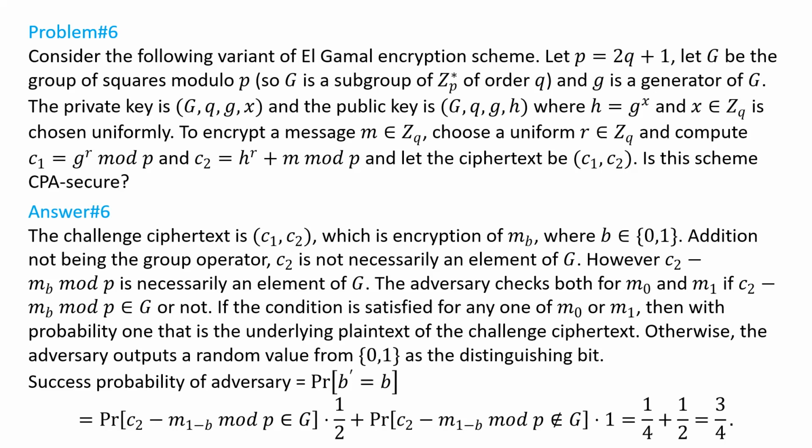And you are ensuring C2 minus M(1-B). Basically, if MB is M0, then M(1-B) is M1. And if MB is M1, then M(1-B) is M0. Okay, notation wise I am saying. So, if you are ensured by computing that C2 minus MB belongs to G and C2 minus M(1-B) does not belong to G, in that case, you can definitely say that C1, C2 is an encryption of MB.